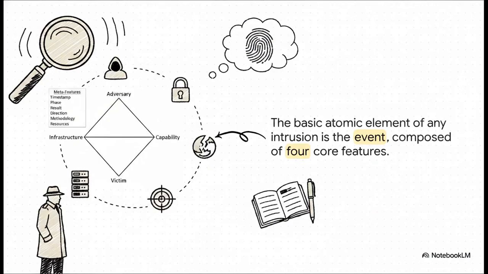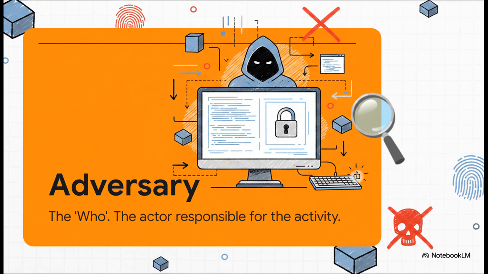All right, so here it is, the diamond. The best way to think about this is like a crime story. Any intrusion, any hack, it's a story. And every one of these stories has these 4 essential elements. We call them the core features, or nodes. First up, every story needs a suspect, right? That's the adversary. This is the who, the person or group behind the keyboard doing the dirty work.